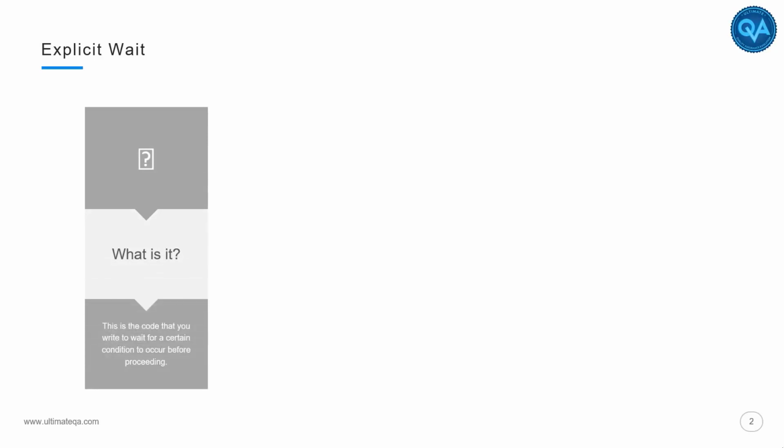So let's talk a little bit about explicit waits. What is an explicit wait? Well, an explicit wait is the code that you actually write to wait for a certain condition to occur before proceeding. If you noticed, with the implicit wait, we actually didn't write any code to wait for any conditions. What we did was we set an implicit wait property to a specific time span. However, we didn't write any code to be waiting for any kind of conditions, right?